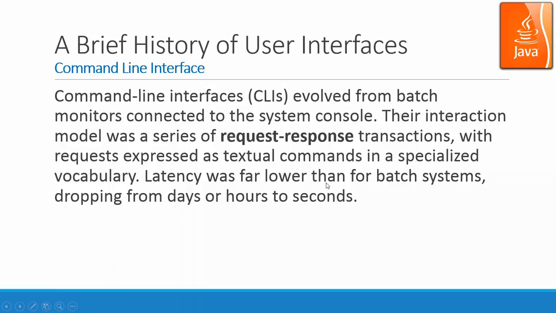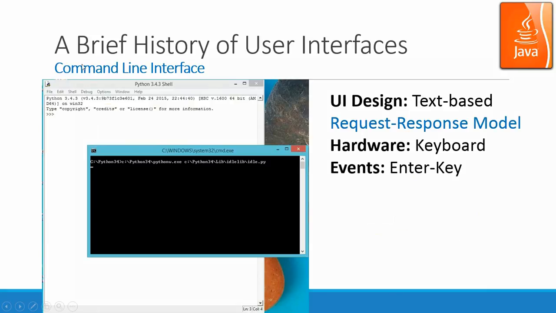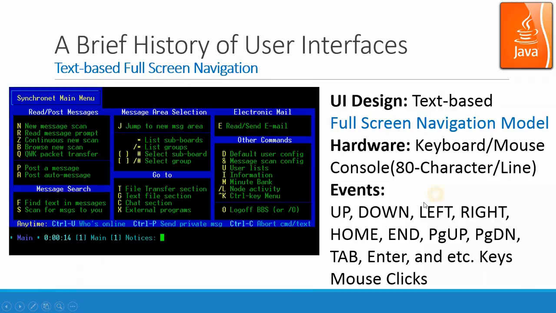Latency was far lower than for batch system, dropping from days or hours to seconds. In the old days, the batching system was using cards, so it's quite slow. Nowadays, we still have the Windows command line or some program like Python. It has the interpreter. Both of these are considered as the request-response model or Q&A model for the command line interface. So the UI design is text-based, hardware is keyboard, event is enter key.